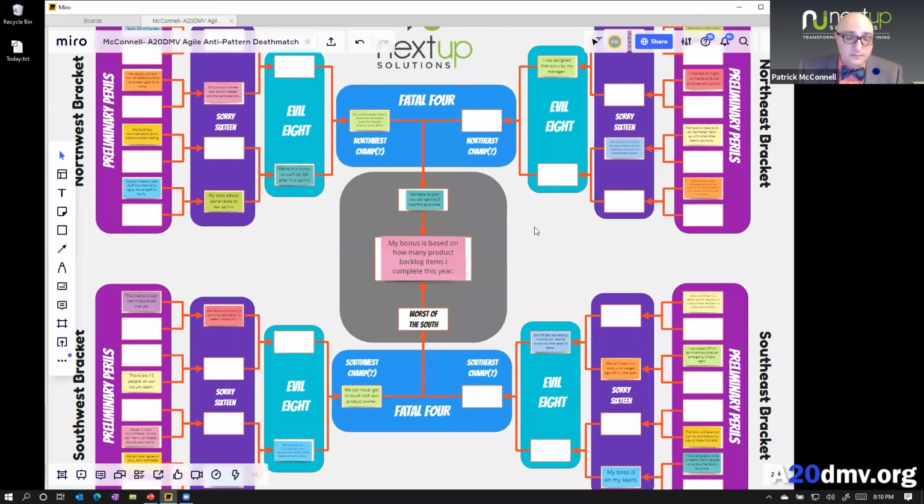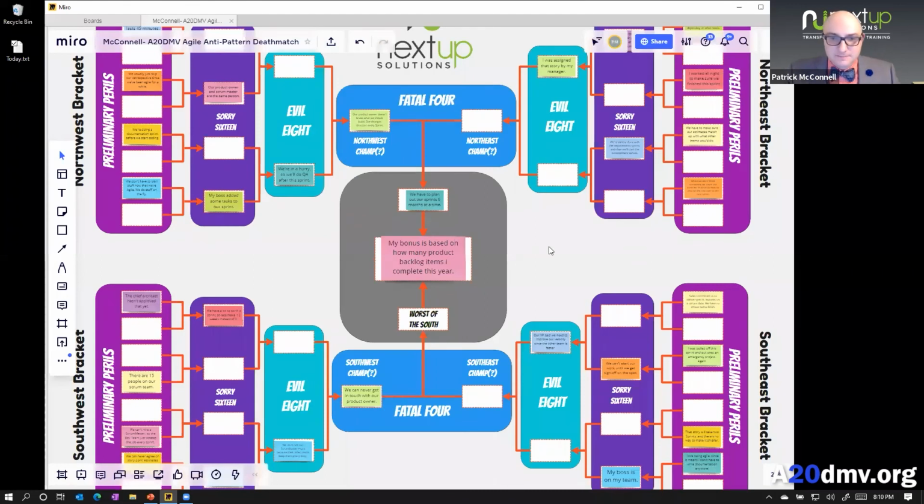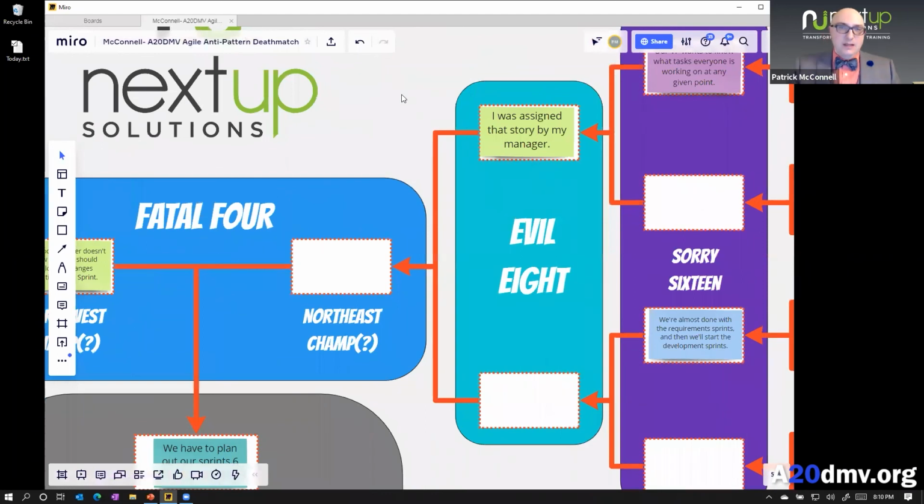Thanks, Patrick. Another question, can you explain the one about the boss assigned the story? Yeah, let's see here. There's a couple that are kind of similar. So my boss added some tasks to my sprint is one, and then I was assigned that story by my manager, for example. The reason this is a problem is a couple of things. In Scrum, in Kanban, in most Agile frameworks, including extreme programming too, there isn't really the notion of a formal manager. What does the manager do in this context? That's something outside of, say, the Scrum framework.